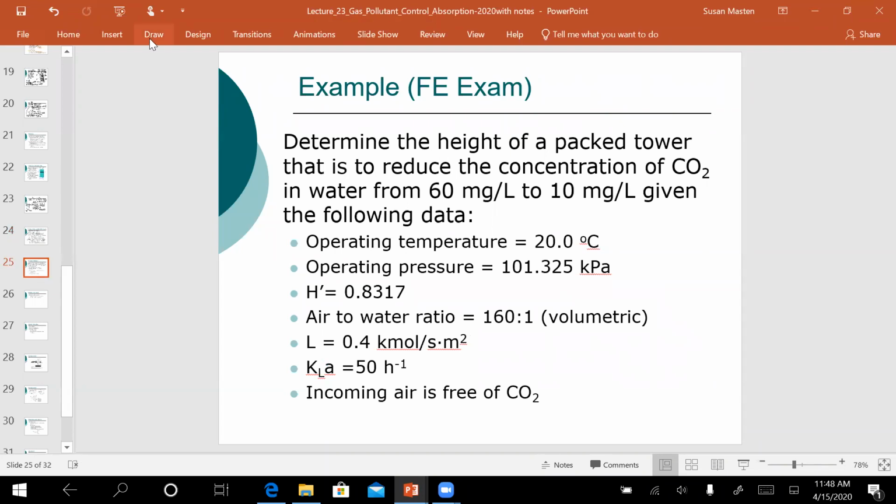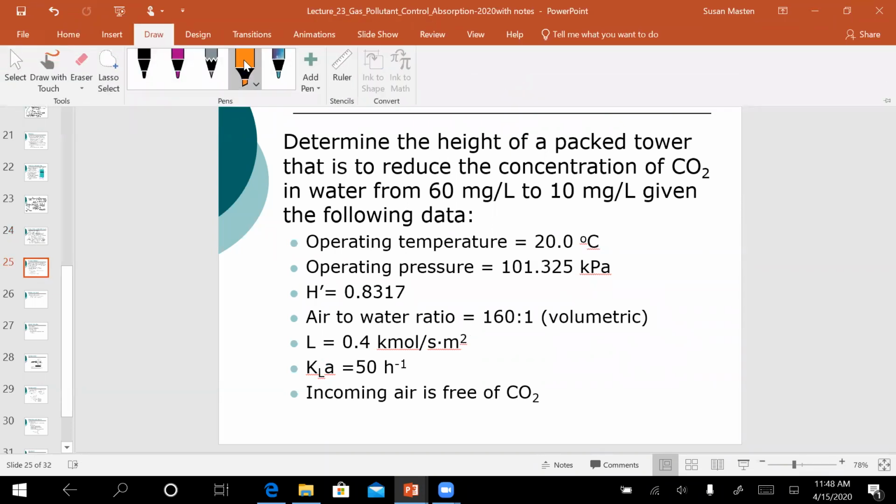So we can look at this example, and this is where we left off. We have an example where we're looking at removing CO2 from water. For instance, this could be in a water treatment system. Groundwater often has high concentrations of CO2. And if we're trying to remove the hardness, soften that water, we may wish to remove CO2 before we begin the chemical softening process.